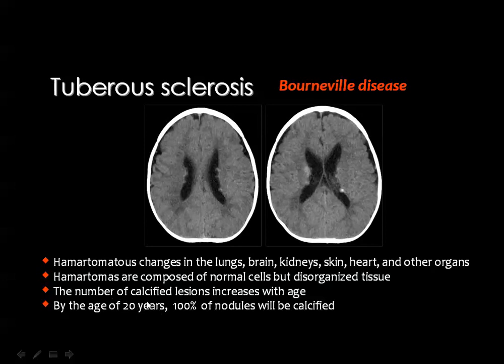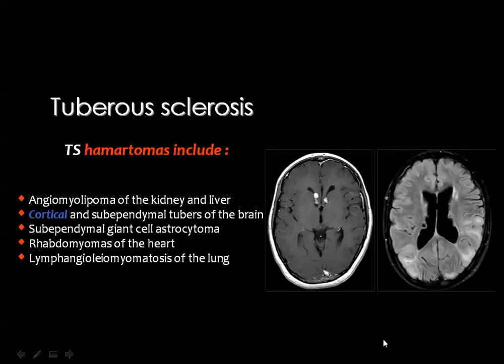The calcium will occur in the lesions with the increase in the age of the patient. That's to say, in newborns and infants, you may see periventricular tubers which are not yet calcifying. Then after that, by the age of 20 years, 100% of the nodules will be calcifying. But progressive calcification of the nodules will increase with the increase in age. Then the hamartomas will include a very well-known category in the kidney and the liver, which is the angiomyolipoma, and cortical and subependymal tumors of the brain.